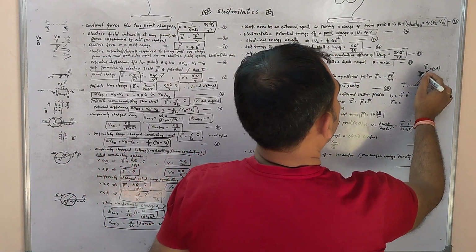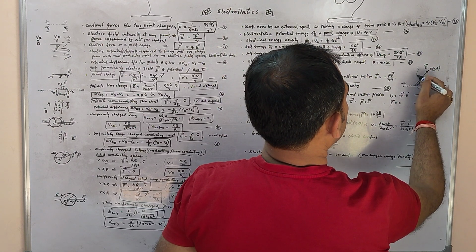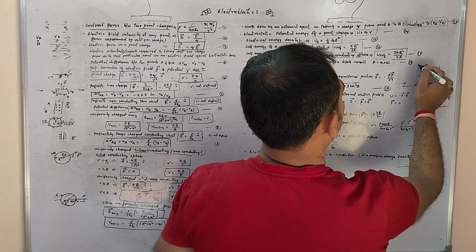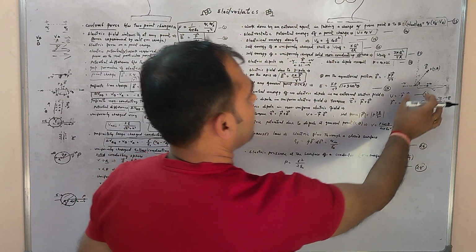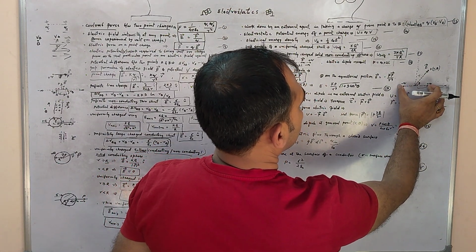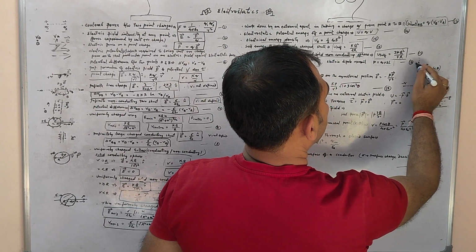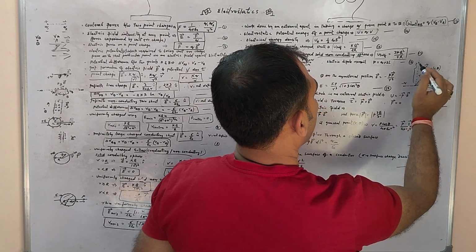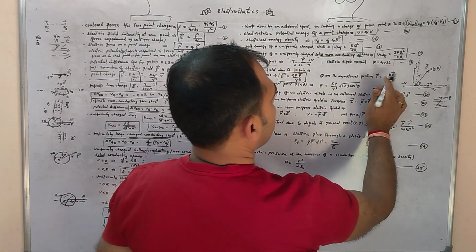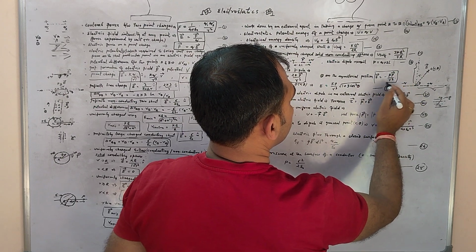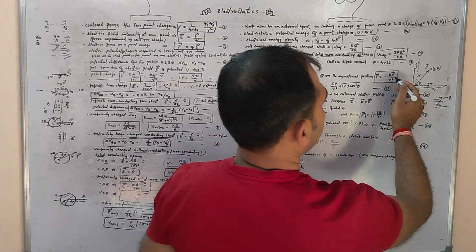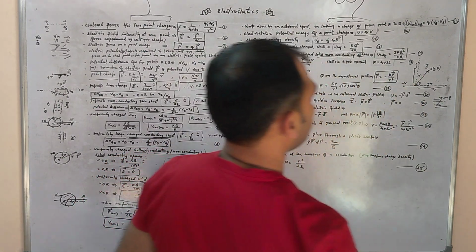On equatorial, this is the equatorial axis that is perpendicular to this electric dipole. So if here is a point on equatorial, then this will be the formula: minus kP by r cube.